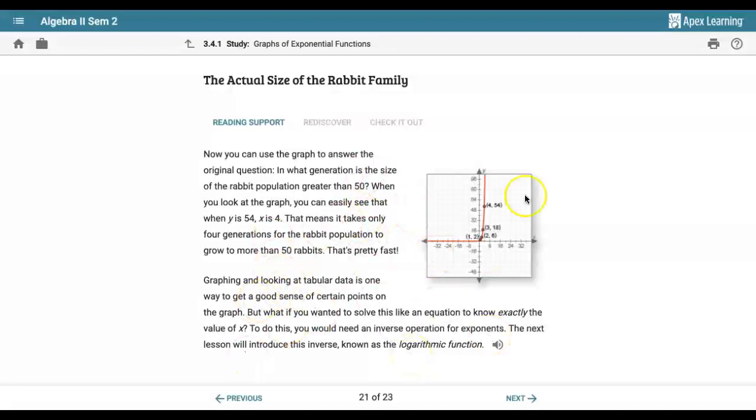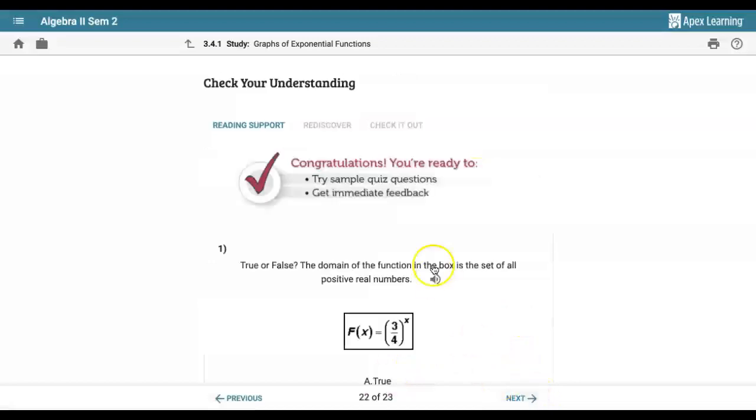And as it's pointing out here, looking at the table or the graph is a pretty simple way of figuring this out. But in the next unit, we're going to talk about how to actually mathematically undo it without plugging in values, and that's going to be called our logarithmic function. We'll deal with that in the next unit.